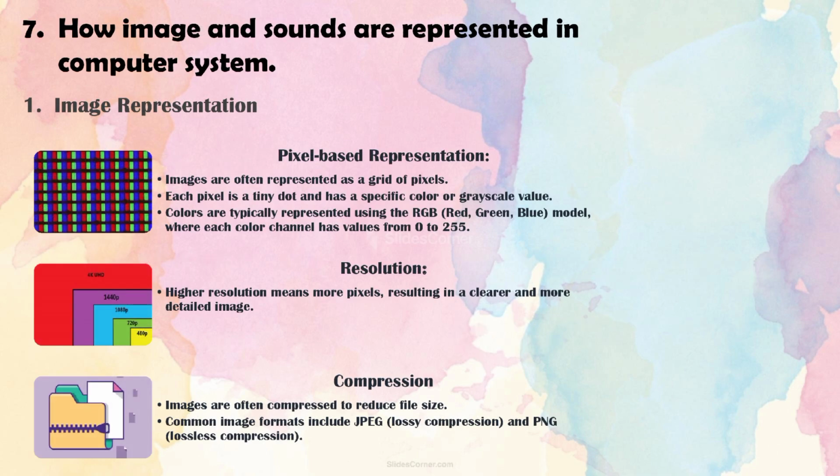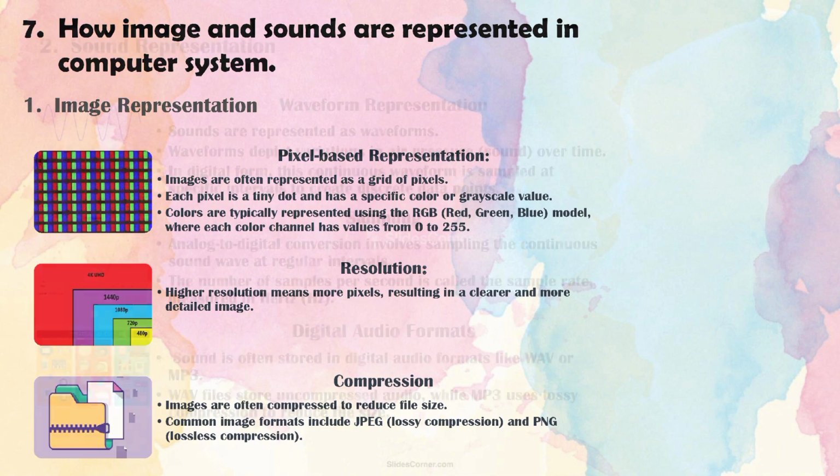How image and sound are represented in computer systems. Image representation: pixel-based representation, resolution, and compression. Pixel-based representation. Images are often represented as a grid of pixels. Resolution. Higher resolution means more pixels, resulting in a clearer, more detailed image. Compression. Images are often compressed to reduce file size.